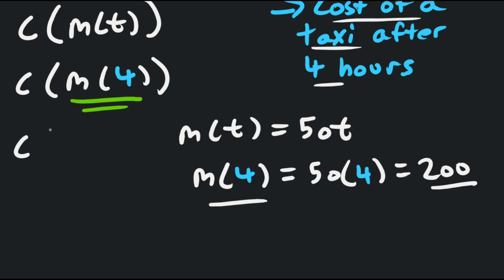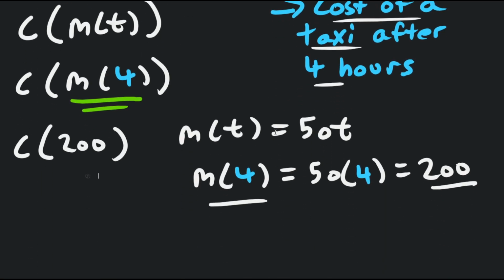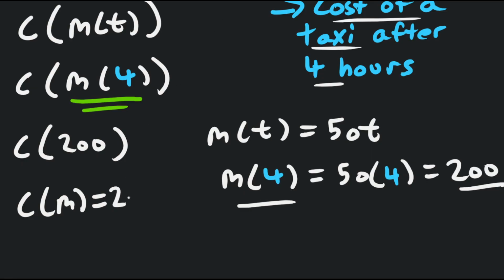So we can replace the m of 4 with 200. So we could write c of 200. And now we can evaluate c of 200 because we have the c of m formula right here. C of m equals 20 plus 1.5m.